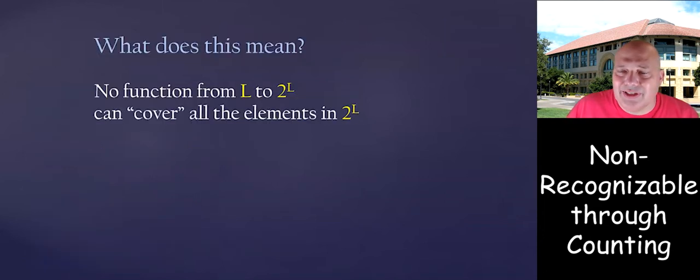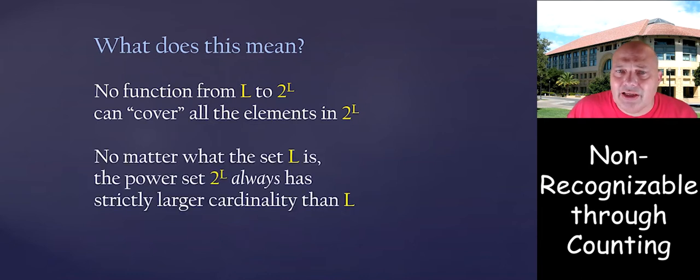So what does this mean for us? There is no function from L to 2 to the L that can cover all the elements of 2 to the L, and this is no matter what the set L is. The power set 2 to the L is always strictly larger. And again, because we are not thinking about finite sets, it has larger cardinality. This is how we talk about the size of infinite sets: we talk about their cardinality.